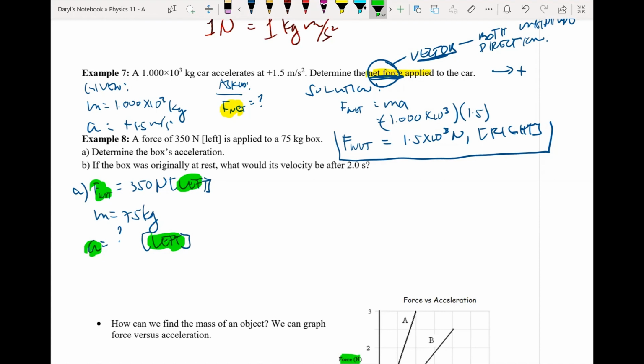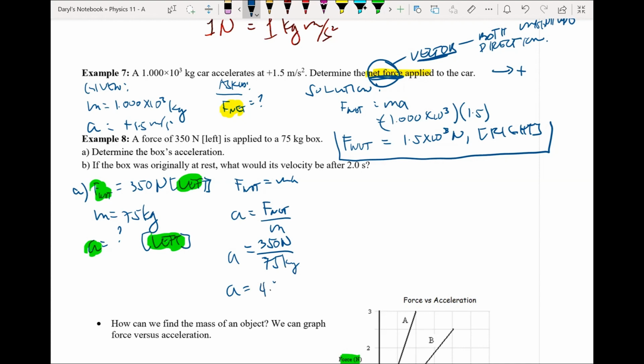Again, the reason being is that since the net force is directed left, the acceleration is also left. So if I'm going to use Newton's second law, F net is ma. So a is just F net over m. F net is 350 newtons, and the mass is 75. So this is now the magnitude, and since I'm using standard units, mass in kilograms and net force in newtons, automatically the acceleration is also in meters per second squared.